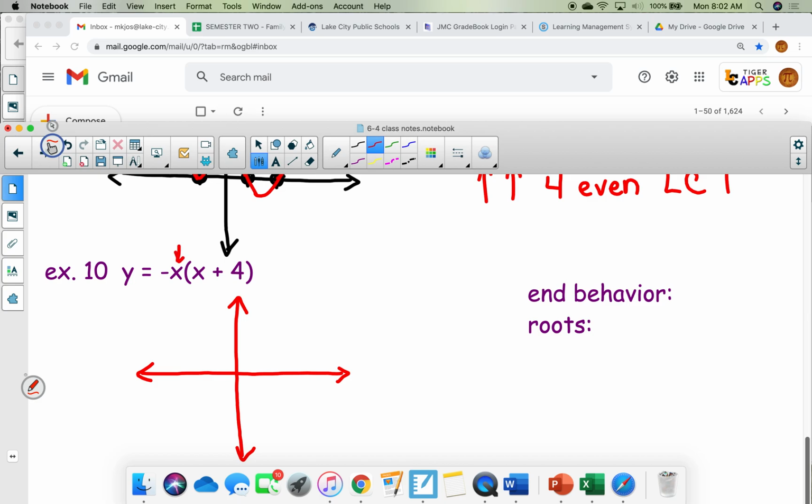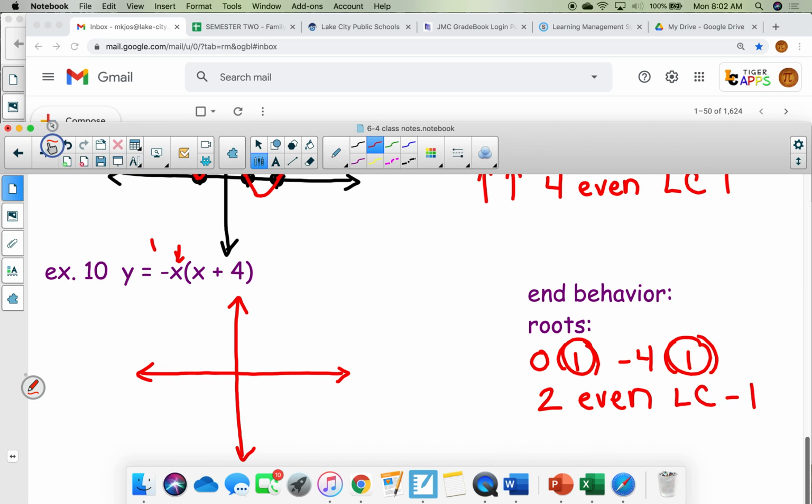Zero is one of my answers, only one of them. -4 is another answer, and only one of them. Those are my roots. If I add these 2 up, I get 2, so that's my highest power, so it's even. But my leading coefficient is a -1. Everybody see that my leading coefficient is a -1? So it's going to start down and end down, because my leading coefficient is a negative number.